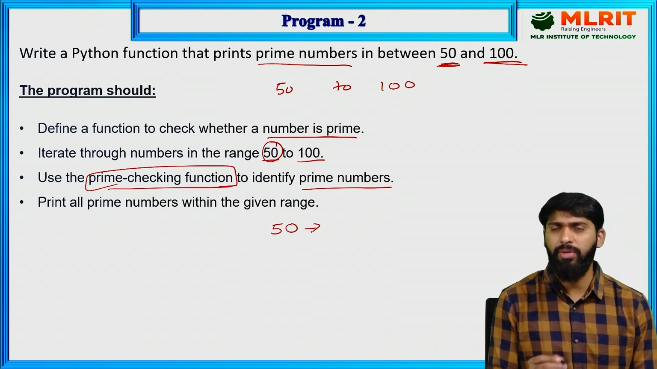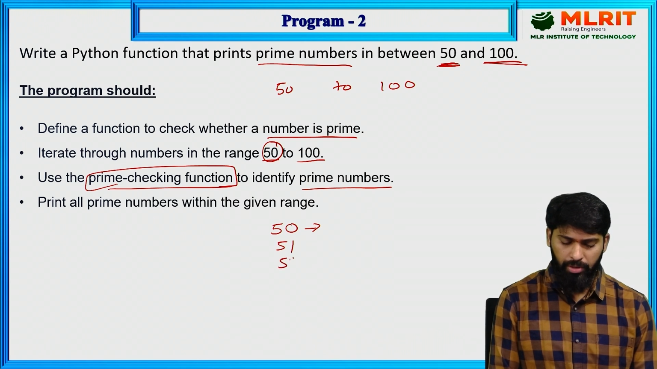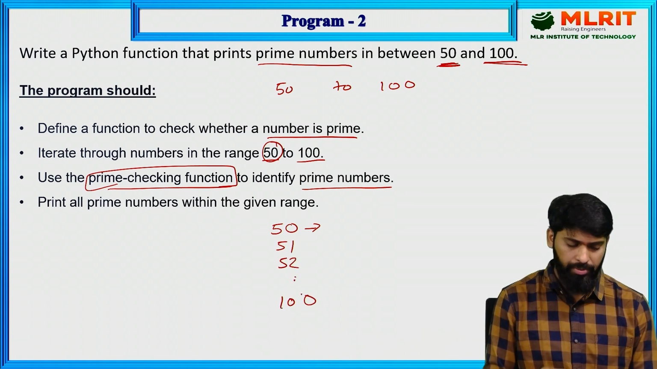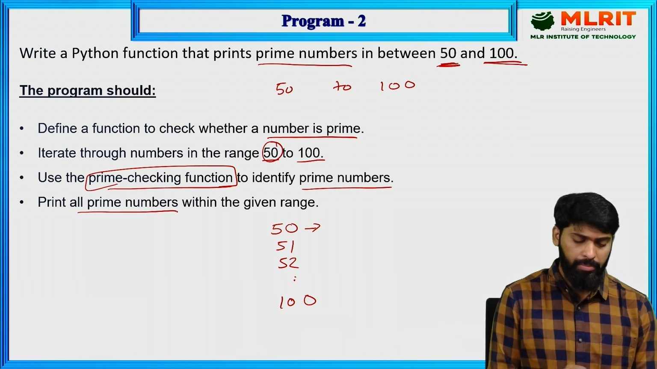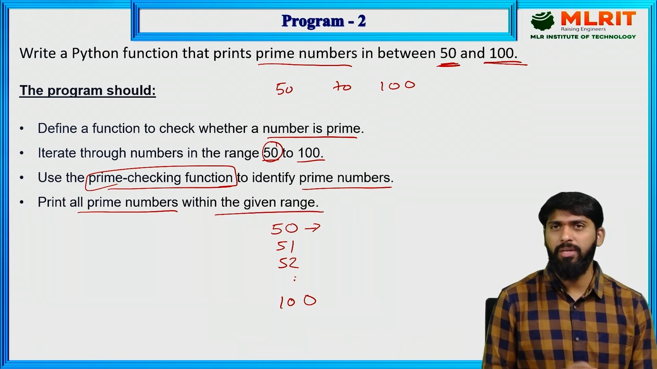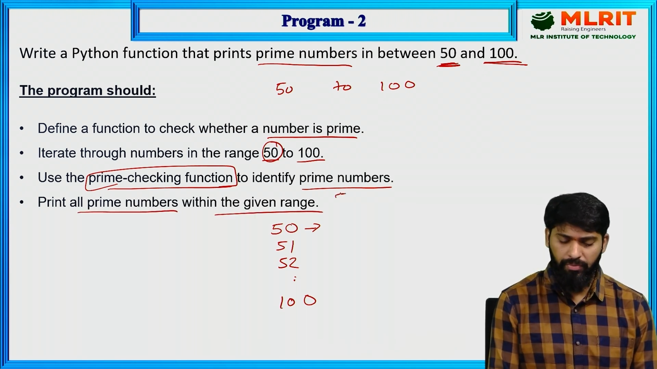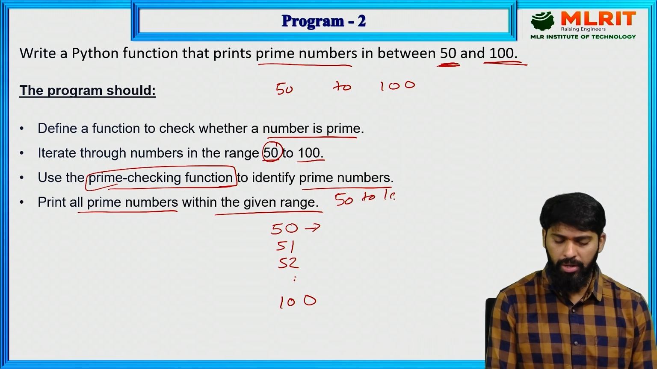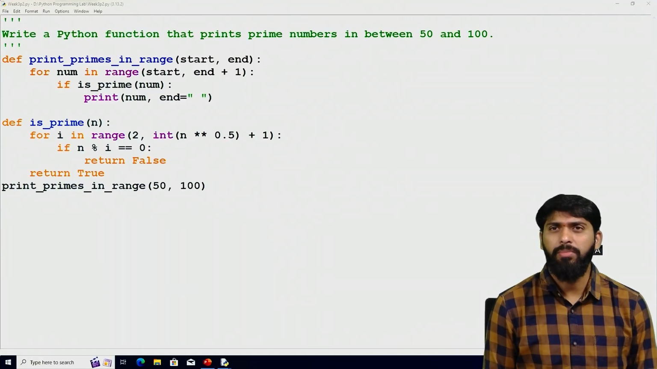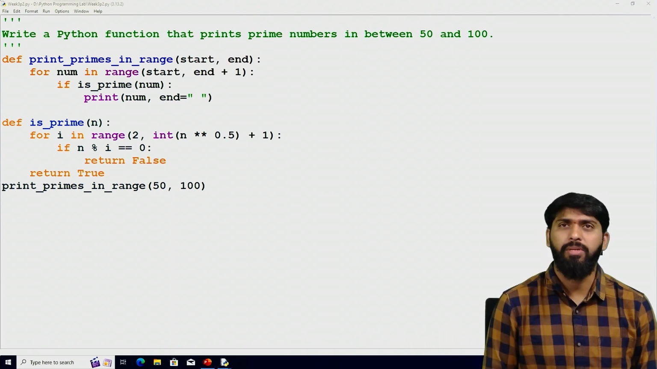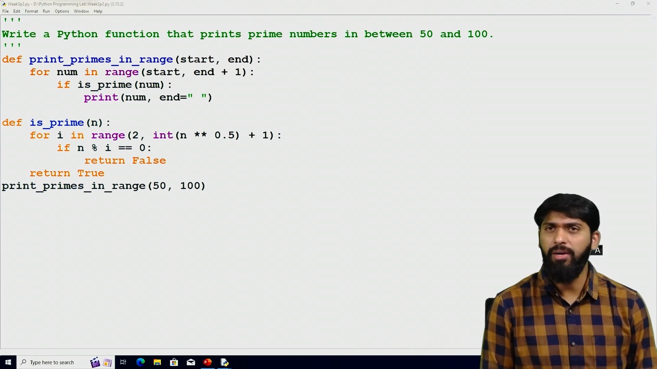After 50, 51, 52, up to 100. And finally, print all prime numbers within the given range. In this example, the range is 50 to 100. So let us see the program. This is the program to print prime numbers in between 50 and 100.